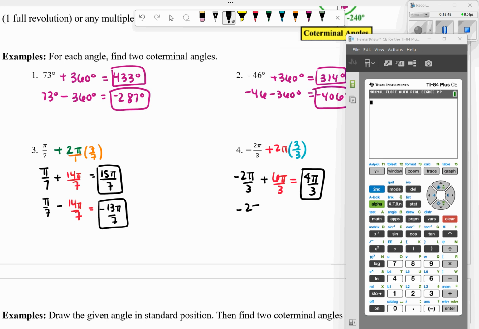So if I take negative 2 pi over 3 and instead of adding 6 pi over 3, I subtract 6 pi over 3, which is again really subtracting 2 pi, we get negative 8 pi over 3. So those are all coterminal.